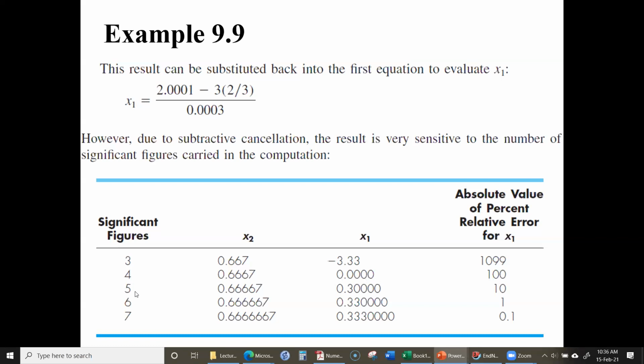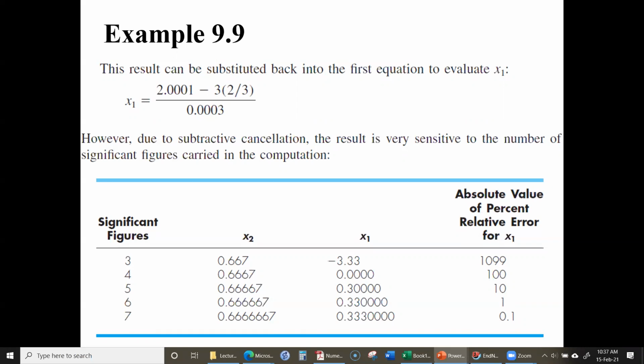At 5 significant digits, the value of x1 is now only 10% in error. At 6 significant digits, the value of x1 is now at 0.33% error. And at 7 significant digits, the value of x1 is 0.333, so it is now 0.1% error. So we can see that as we increase the significant figures, the error in the x1 calculation in this system is gradually decreasing.